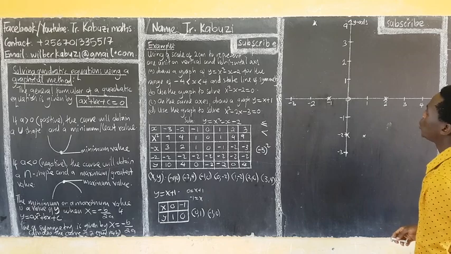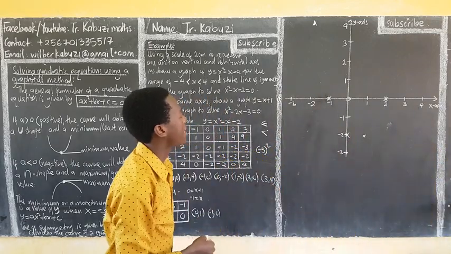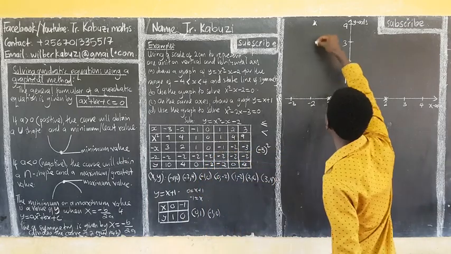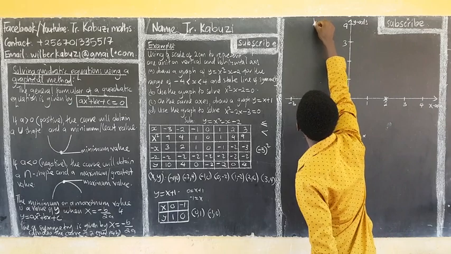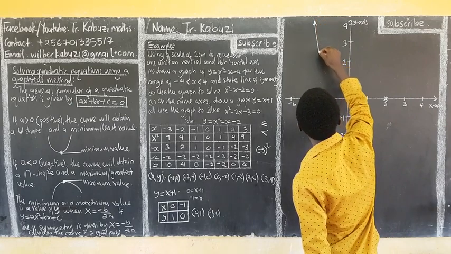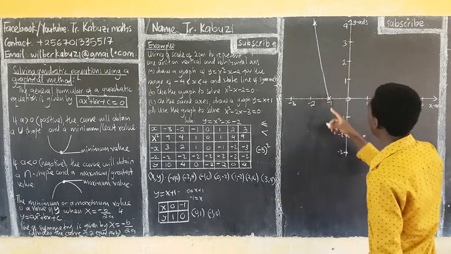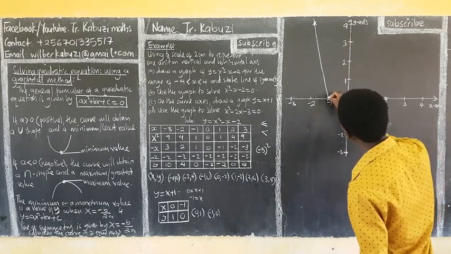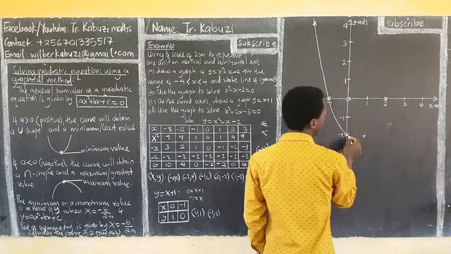Then after that, we join this graph using a free hand. So you join it from here like this, using a free hand. So to join it, I'll get this. Free hand, don't ever use a ruler. Free hand. Then you join this to this. Then you join this to this.